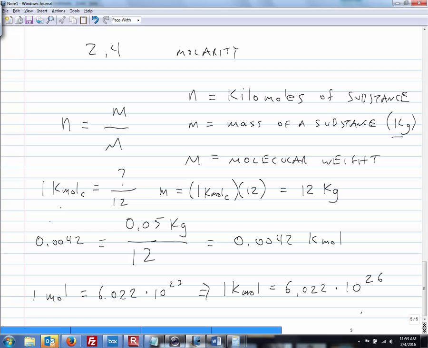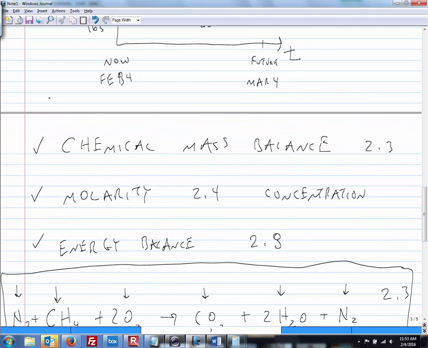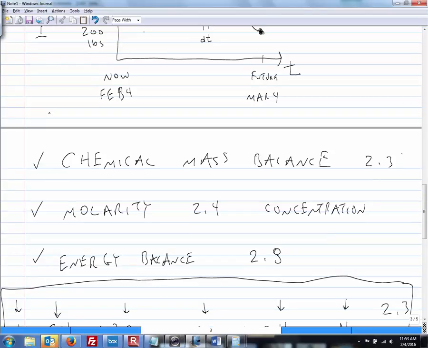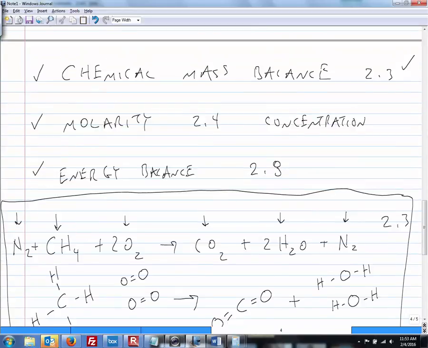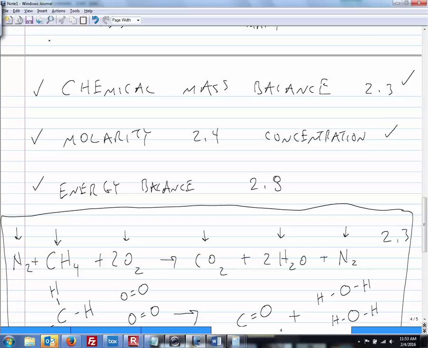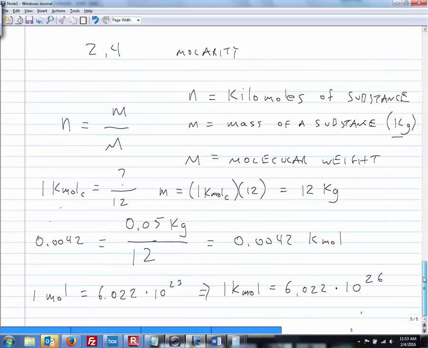Good question. Perfect. Okay. So I think in the last 20 minutes or so, we have covered chemical mass balance. We did a little bit of stoichiometry with the methane combustion. There's our oxygen, CO2 coming out, water coming out, nitrogen just coming along for the ride. That was equation 2.3. We also went over molarity, which is equation 2.4. There it is. There are only 3 variables.